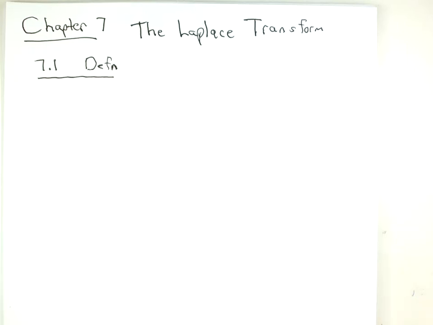So today we're going to start chapter 7, the Laplace transform. And before I give you the formal definition from 7.1, the idea behind Laplace transforms is to transform an initial value problem from a differential equation into something algebraic, then solve it, and then transform it back. And this was named after the French mathematician Pierre-Simon Marquis Laplace. I think I said that right.